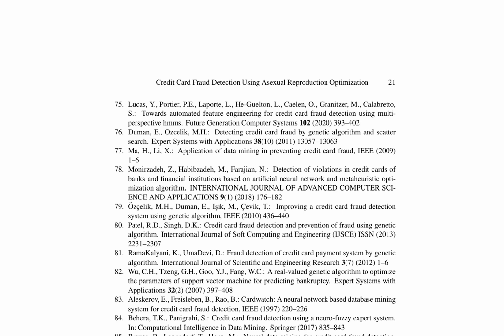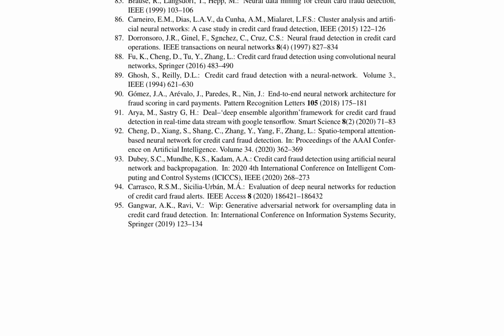Here is a combined summary of pages 21 and 22 of the research paper. The authors present a comprehensive review of existing literature on credit card fraud detection using various machine learning and optimization techniques. The surveyed papers employ different approaches, including artificial neural networks, genetic algorithms, support vector machines, and hybrid models. The authors highlight the importance of feature engineering and optimization techniques in improving the accuracy of fraud detection models.